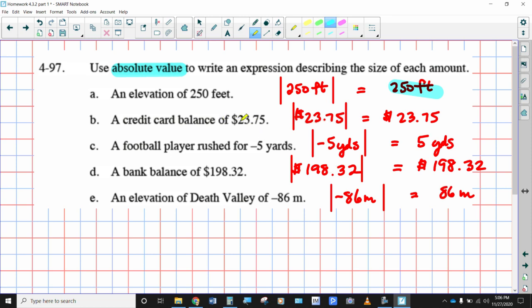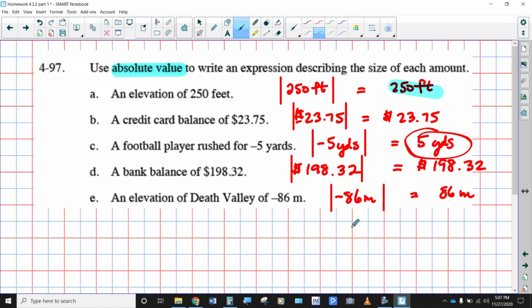A credit card balance of $23.75, technically, actually, the more I think about that, that's probably a negative, right? Because you owe money if it's your credit card balance. So you don't pay money in negative amounts, it's just you owe $23.75. The negative is implying that it's money you owe, not money that you currently have. And then a football player rushes for -5 yards. That means he goes backwards. So if it was 1st and 10, now it's 2nd and 15, right? Because you lost 5 yards. So the absolute value is 5 yards.